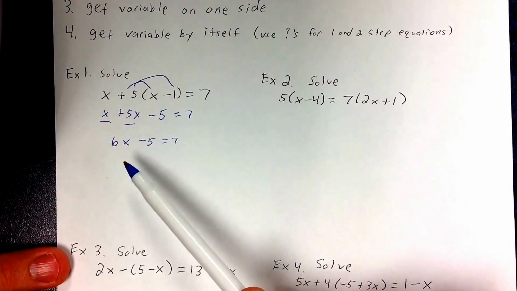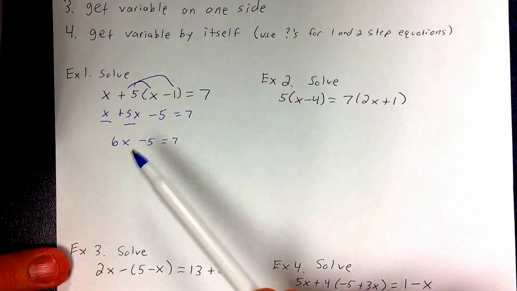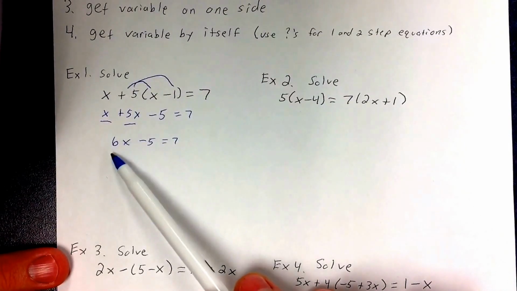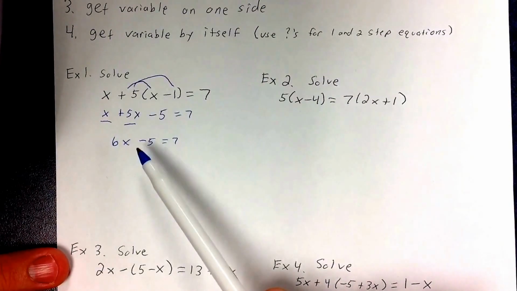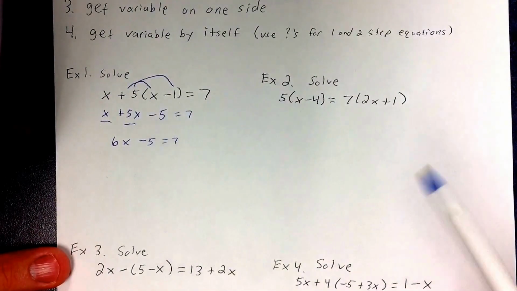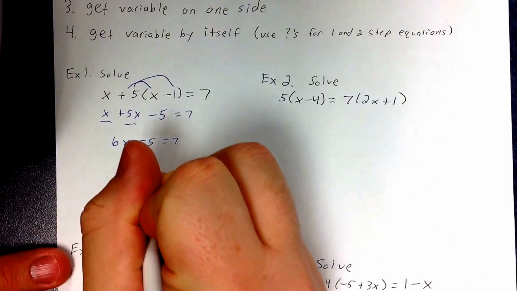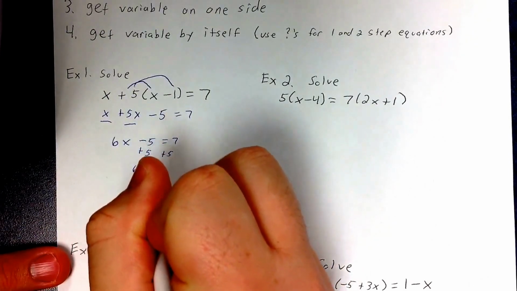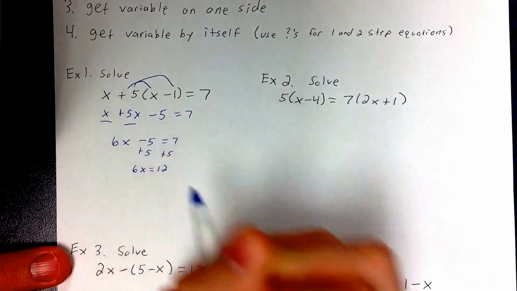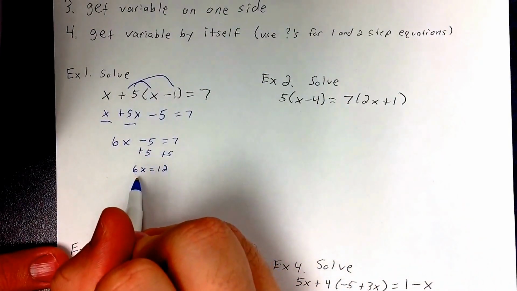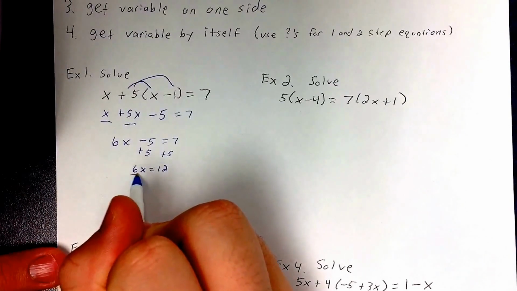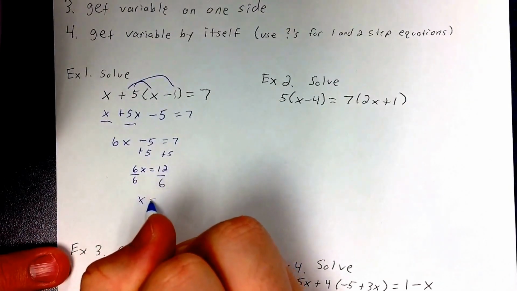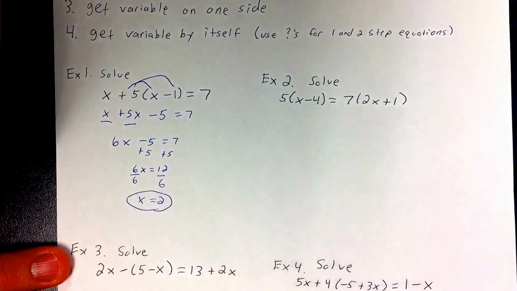So then I go back to my questions for 1 and 2 step equations. Variables on the left hand side, it's not by itself because of the 6 and the minus 5. So I got to get rid of addition or subtraction first on that side, so I have to add 5 to both sides. So I get 6x equals 12. Now my variable is not by itself because of the 6, and the opposite of multiplying by 6 is dividing by 6. So I get x equals 2.